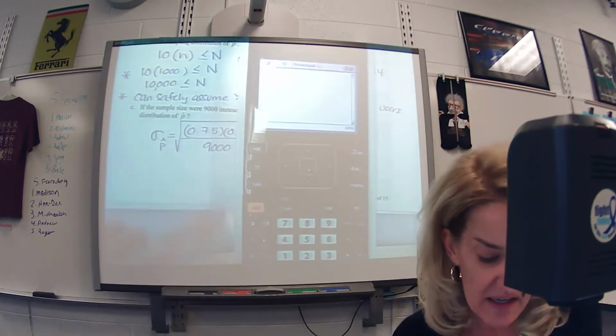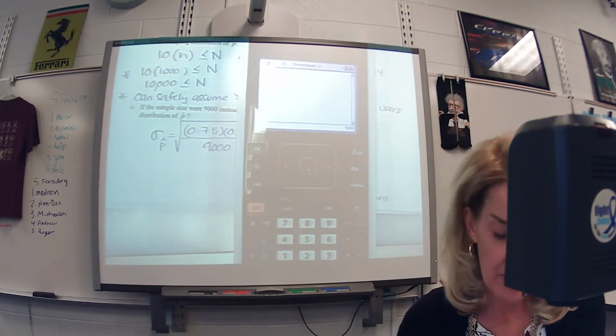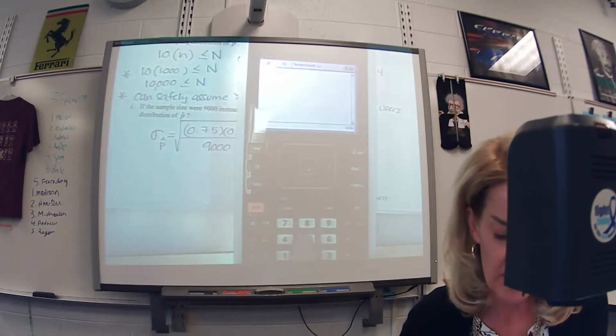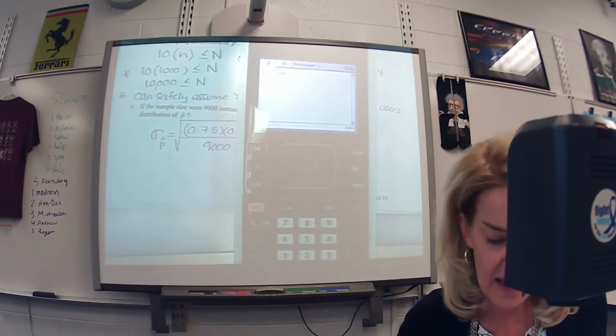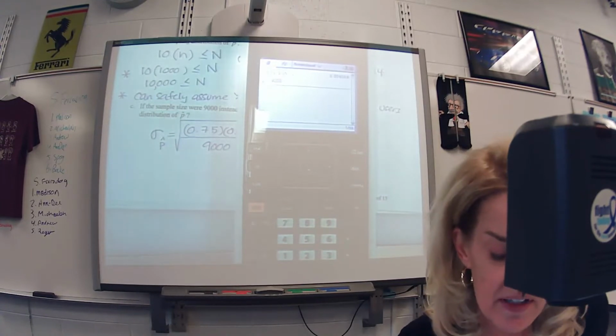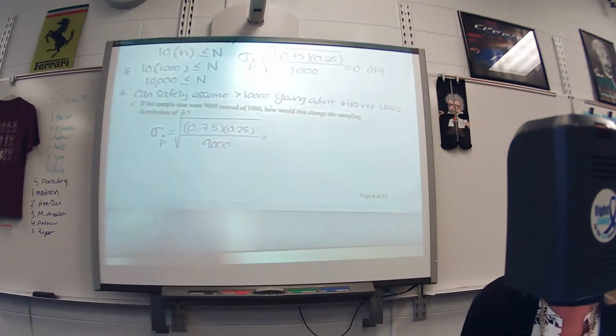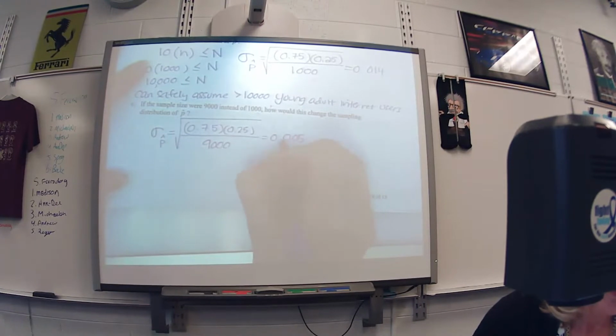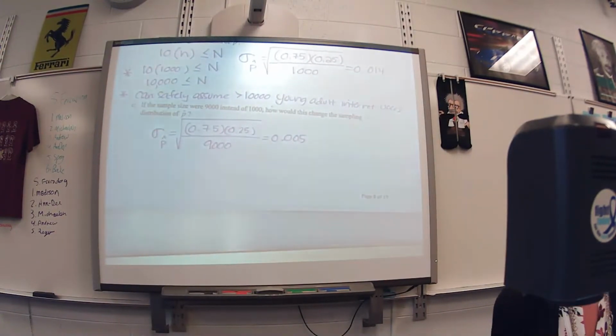I need a square root button. I need 0.75 times 0.25, and I divide by 9,000. That's approximately 0.005. And you're like, that's cool, I'm done. But what they'll do to you on the AP exam is ask, by how much did it change? Did it grow by a factor of 3? Did it decrease by a factor of 1/3? Did it double? Did it cut in half?